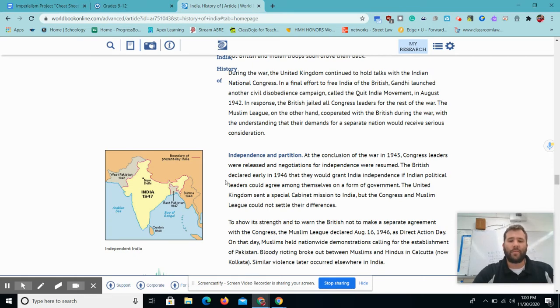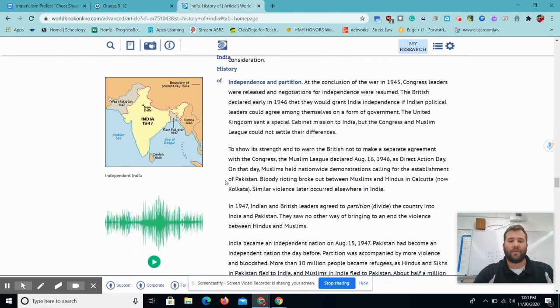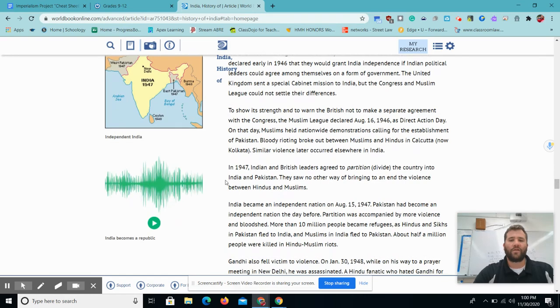The United Kingdom set up a special cabinet mission to India. The Congress and Muslim League could not settle the differences. To show its strength and to warn the British not to make a separate agreement, the Muslim League declared August 16, 1946 as Direct Action Day. On that day, Muslims held nationwide demonstrations, calling for the establishment of Pakistan. Bloody riots began between Muslims and Hindus. In 1947, Indian and British leaders agreed to a partition to divide the country between India and Pakistan. They saw no other way to bring about the end of violence.